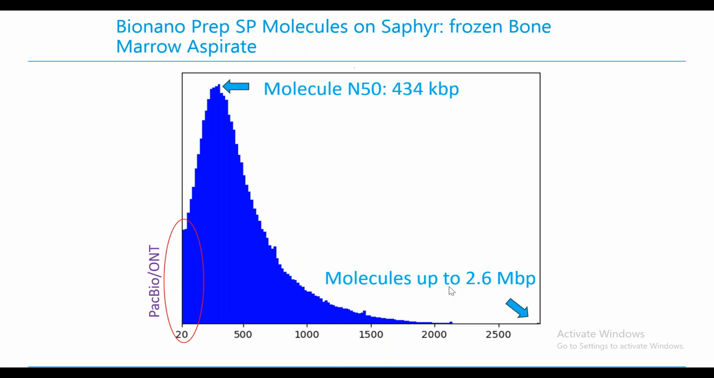If you look at the slide here, you see the distribution of molecules that were imaged based on a frozen bone marrow aspirate. And you can see the N50, which is somewhat of the weighted average of the molecule length here, over 400 kb, with molecules that tail off all the way to more than 2 megabases. 2.6 is the maximum that we can image in our system.